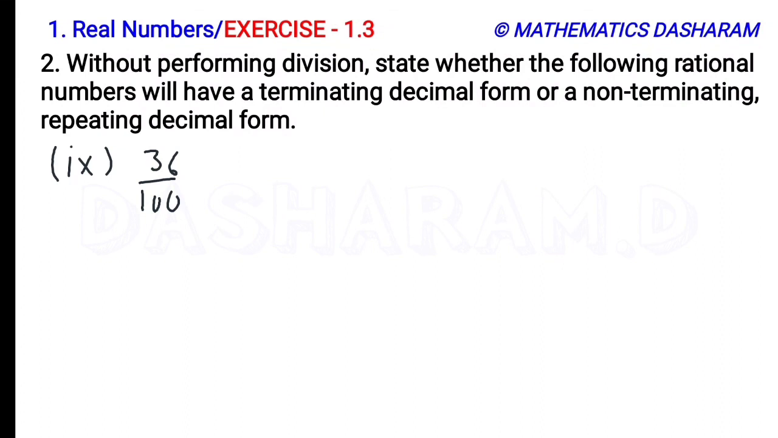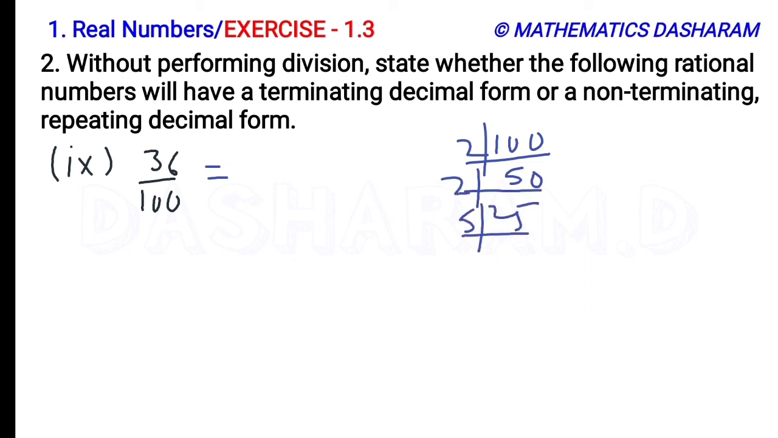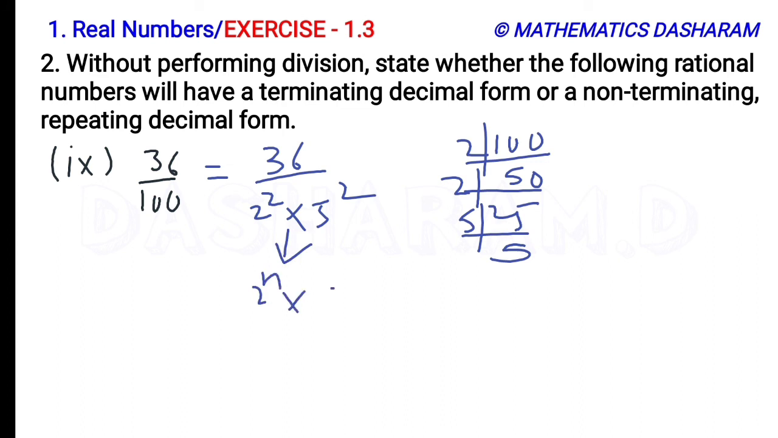Next, 36 by 100. So 100 factorization is 2 50s, 2 25s, 5 5s. So 36 by 2 square into 5 square. So the denominator is in the form of 2 to the power of n into 5 to the power of m. So 36 by 100 is a terminating decimal form.